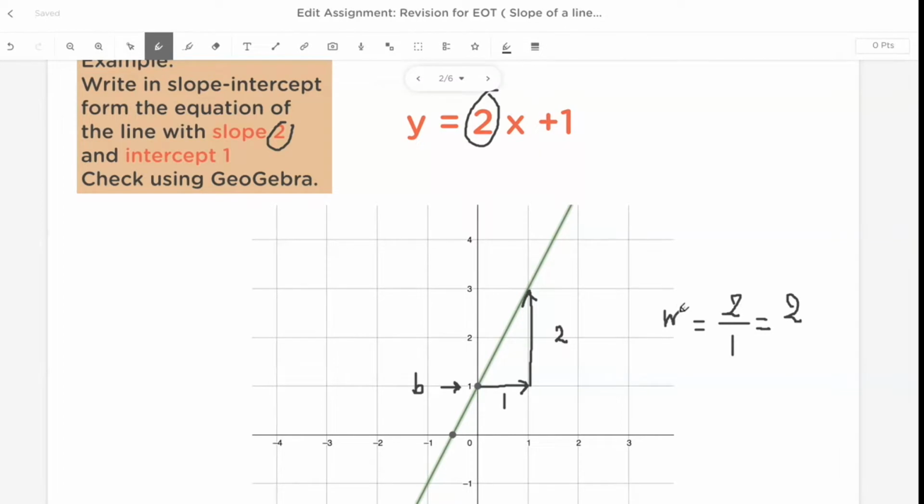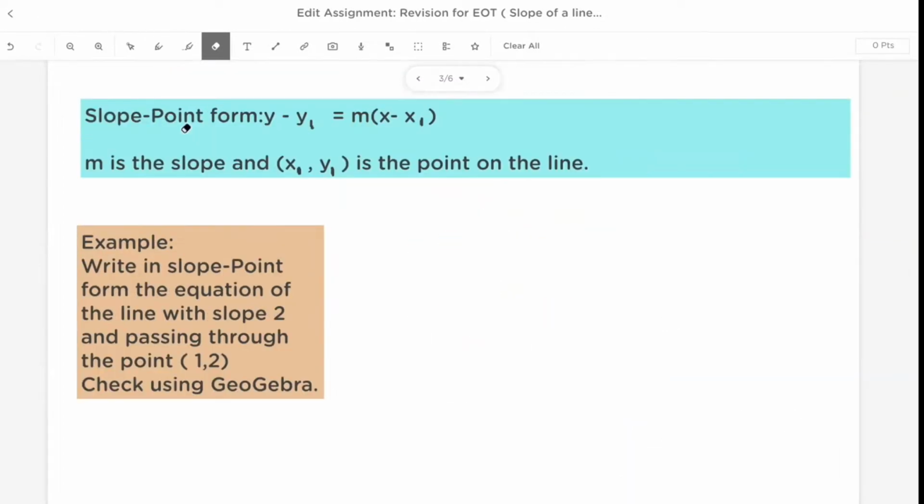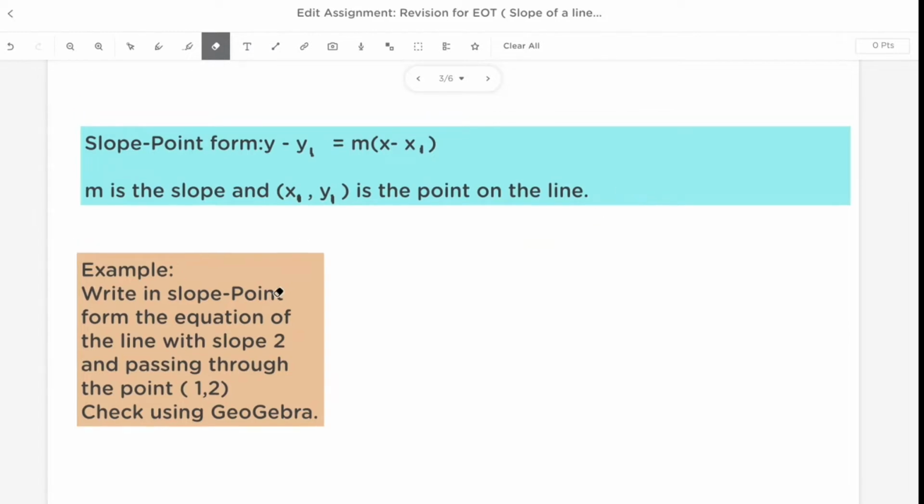All right, as you can see, this is our line that we're talking about in this question. The slope point form. This is the form. So in this form, you need to know the m and the x1 and y1. The m is the slope, and x1, y1 are the coordinates of a point on the line. So make sure you remember this form, all right?